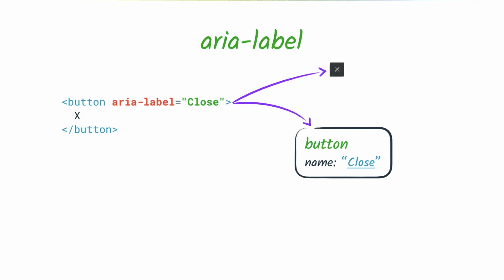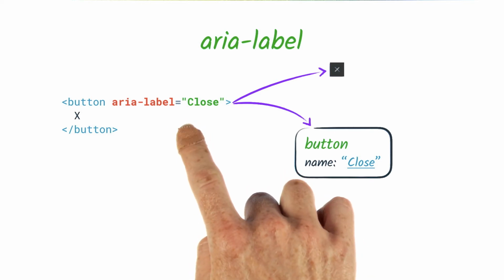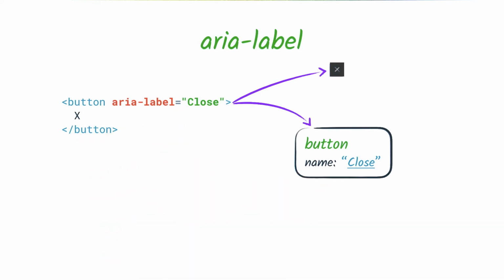This overrides any other native labeling mechanism, such as a label element. Or, for example, if a button has both text content and an aria-label, only the aria-label value will be used.